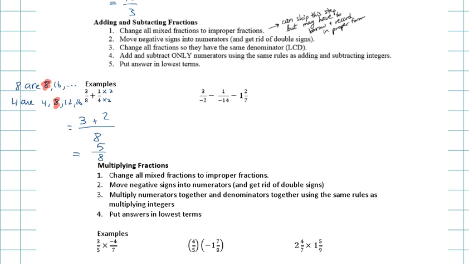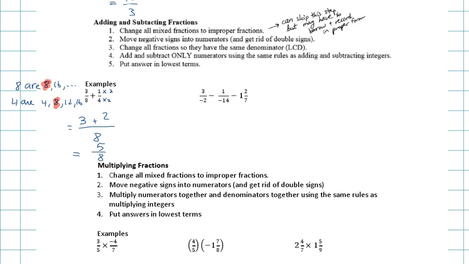Okay? Now there's always the question that you have to ask yourself: can I simplify 5 over 8? Is there a way to make it smaller? No, because 5 is a prime number. I can't divide it by any. A prime number is a number that can only be divided by itself and 1. So that's the end of this.